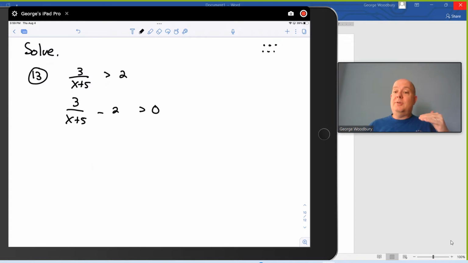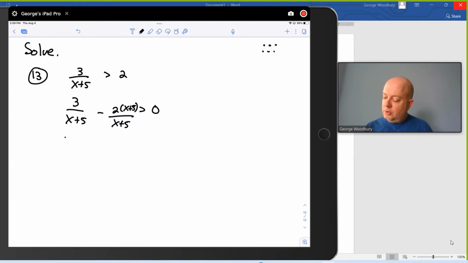I need a common denominator to combine these into one rational expression, one fraction. And so I can multiply 2 numerator and denominator by x plus 5. That gives me a common denominator and it will let me combine the two numerators together. Multiplying by x plus 5 over x plus 5 is the same as multiplying by 1, so nothing changes, but it puts it in a form where I can get these two expressions together into one rational expression, one algebraic fraction.